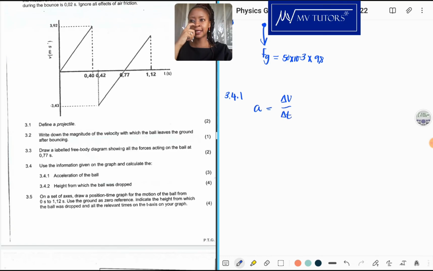That's how you'd get acceleration. I don't know if they would give you marks. Oh, but they said calculate. Yeah, you have to calculate. I was going to say, if you just said 9.8, would they give you marks? But yes, change in velocity.